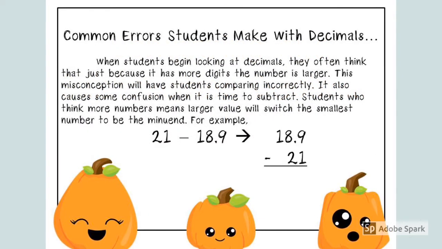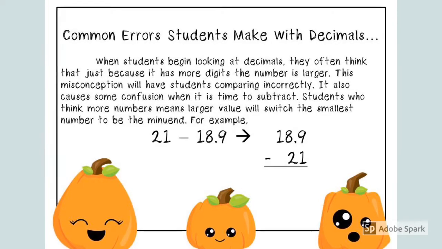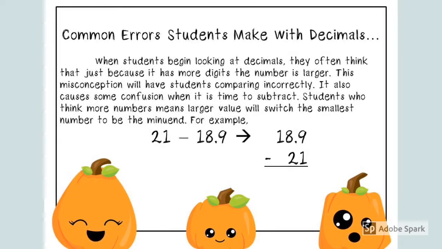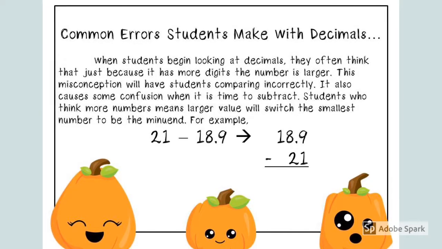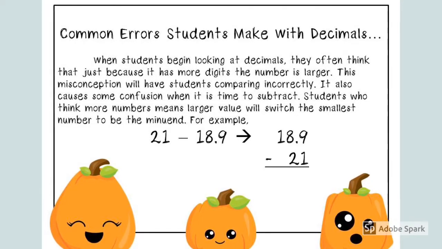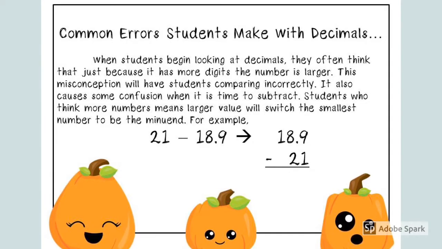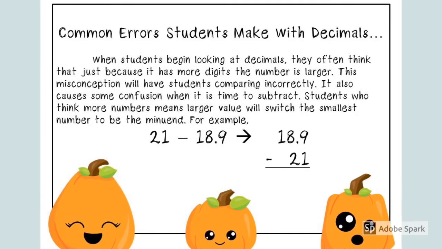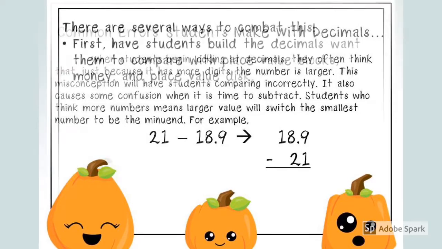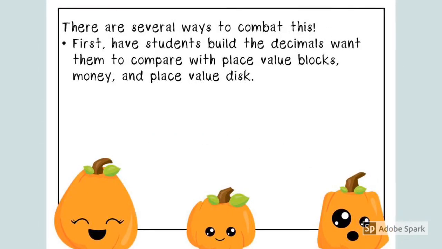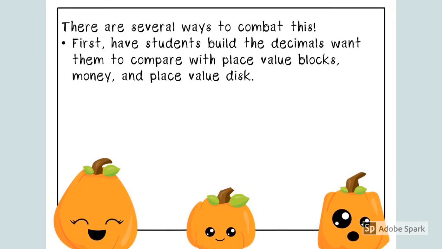Sometimes students will have the misconception that because a number has more digits, it is larger. So look at the example below, 21 minus 18 and 9/10. Some students may want to flip these numbers in this number sentence because 18 and 9/10 is 3 digits and 21 only has 2. So you see this mistake arise. Well, what can you do?